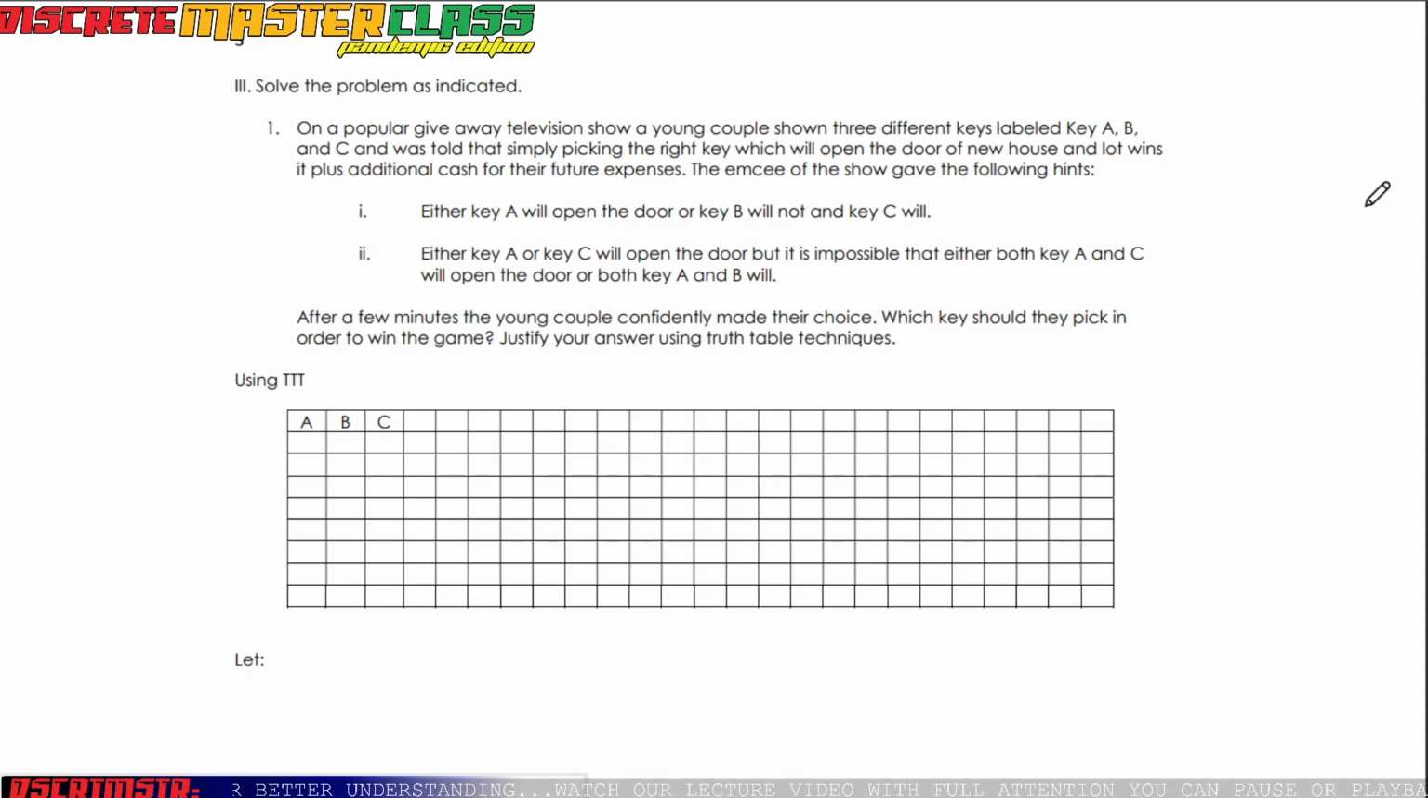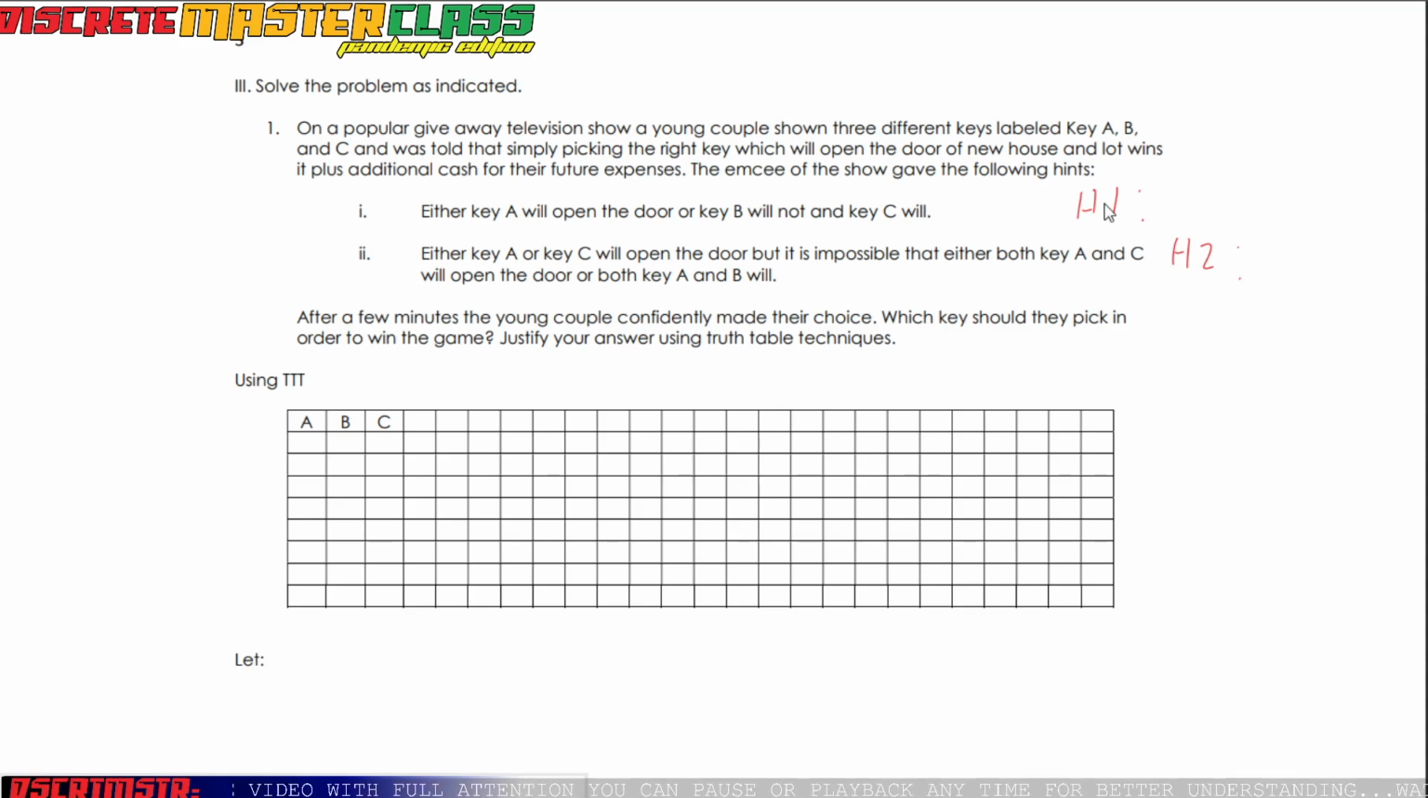Okay, so this is your truth table that is already given to you. You have key A, key B, key C. Now, the assignment is very easy. You already know that. The first thing you will do is to symbolize hint 1 and symbolize hint 2. So, what is hint 1, what is hint 2?